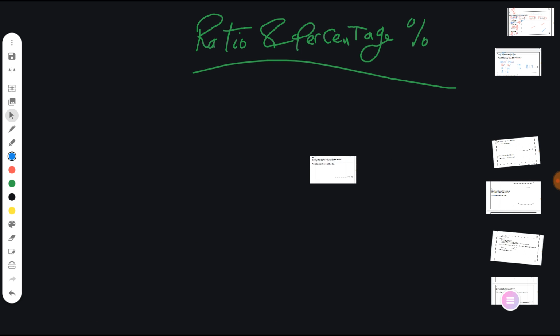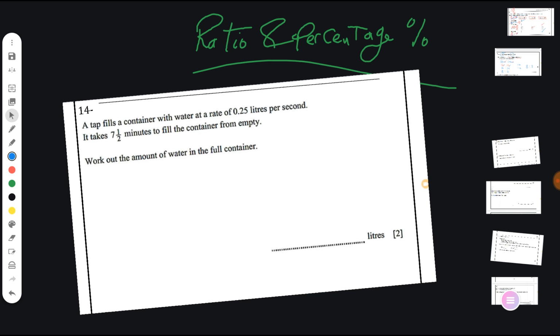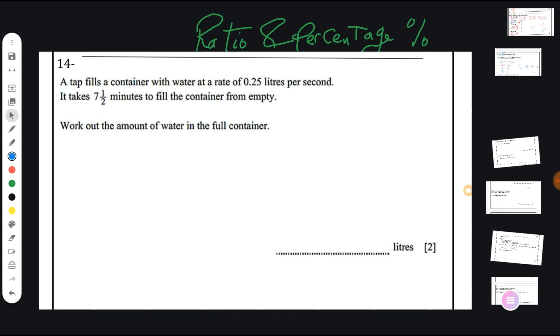Third question in paper 1, okay? All these are in paper 1, as you know. In paper 1, you can't use the calculator. Okay. A tap fills a container with water at the rate of 0.25 liter per second. Take care about here.